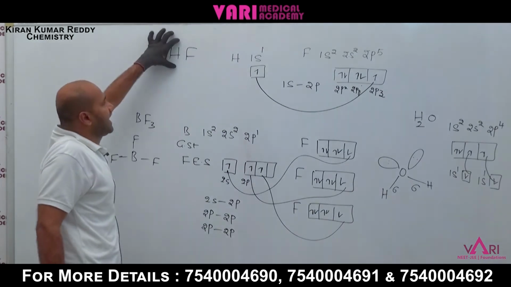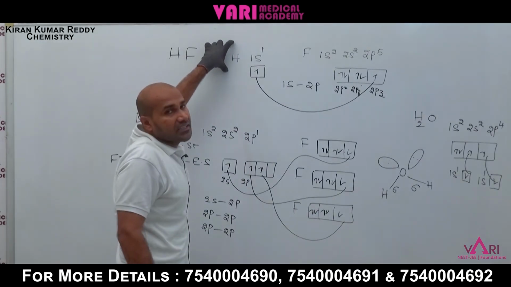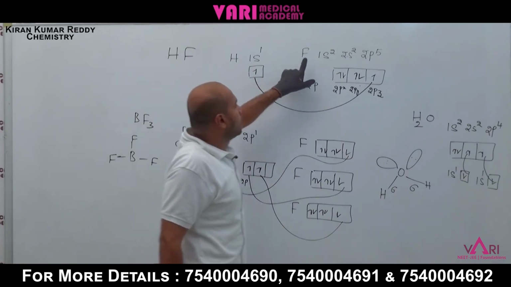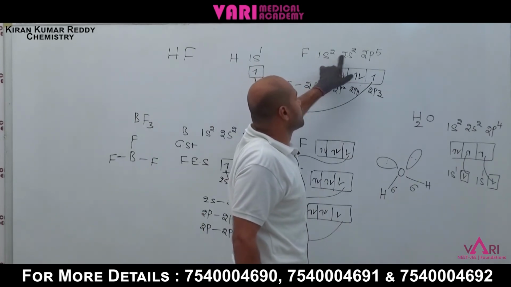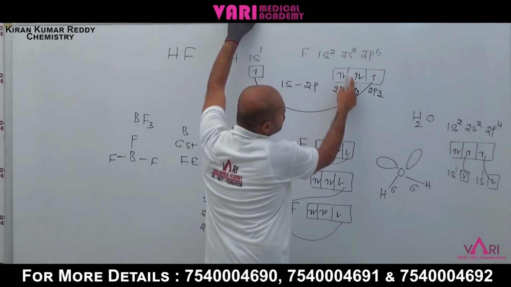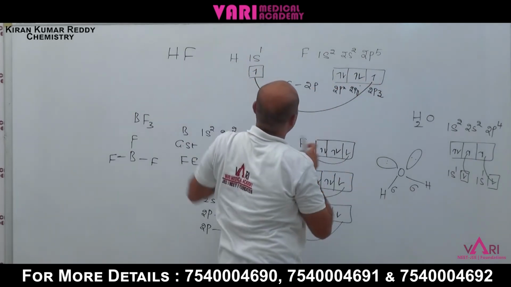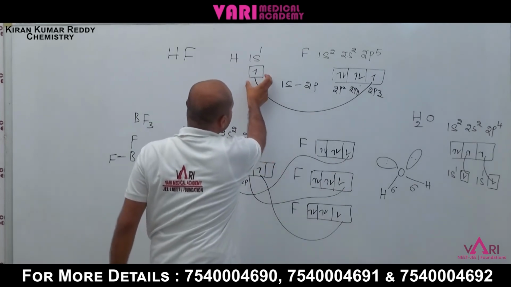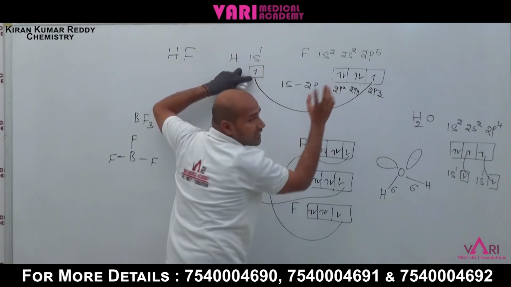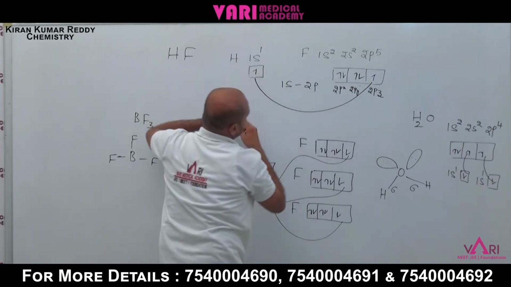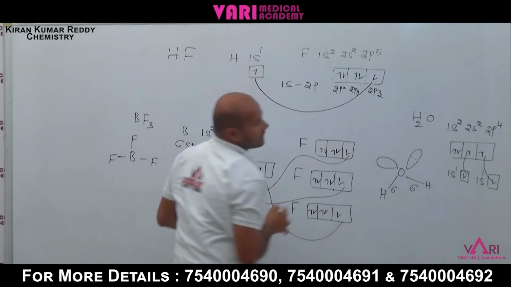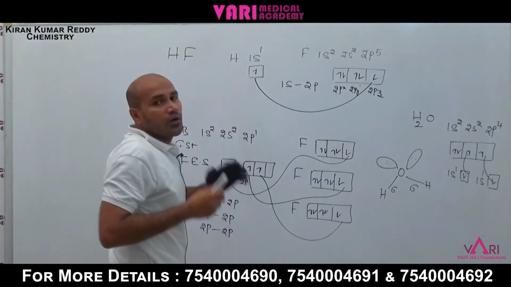First I am taking HF. The hydrogen electronic configuration is 1s1, that's why 1. Here the fluorine electronic configuration is 1s2, 2s2, 2p5, and 2p5 means 1, 2, 3, 4, 5. Here the atomic orbitals are half-filled. These are the half-filled orbitals with opposite spin. We have to write the opposite spin. They are overlapping to form a covalent bond.